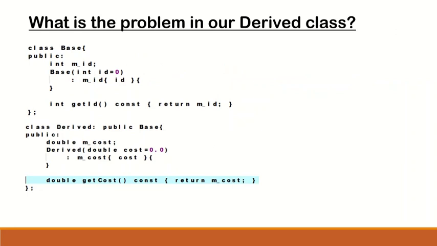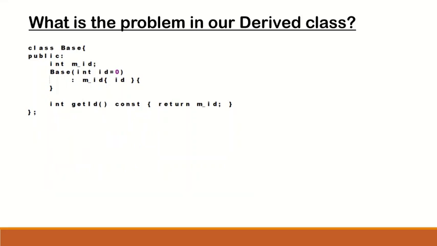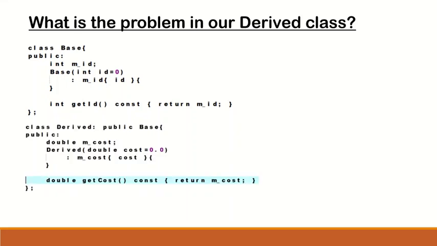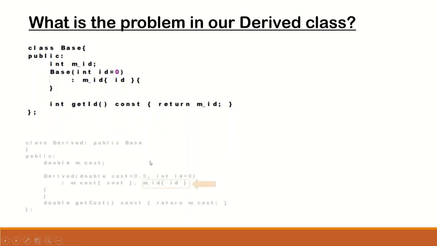Now try to understand what the problem is in our derived class. The problem is in the initializer list that we are using with the derived class constructor. We did not call any base class constructor here, nor did we use any name or any data member of the base class to initialize the base class data member. So the question is: what will be the solution to this?